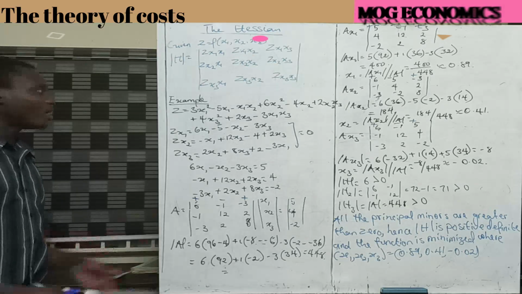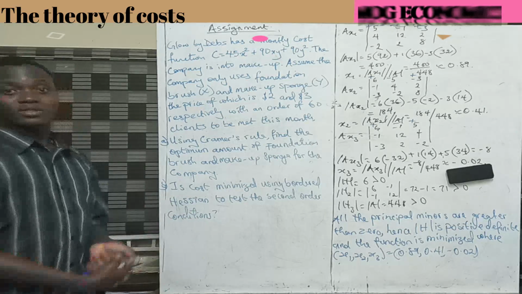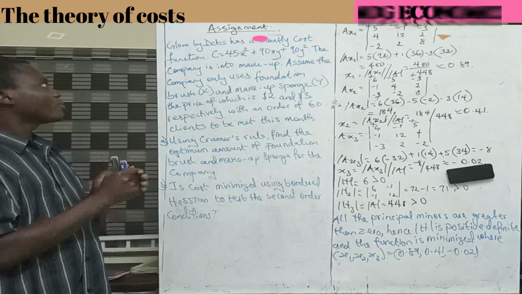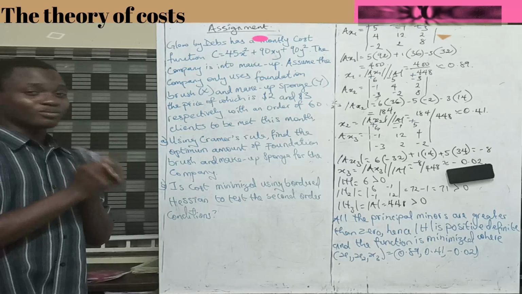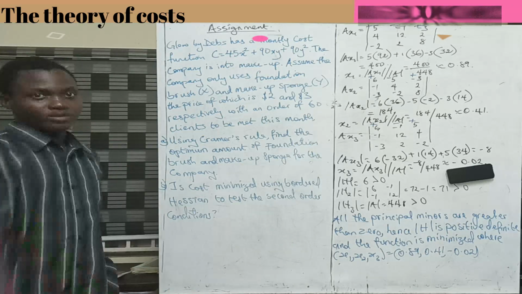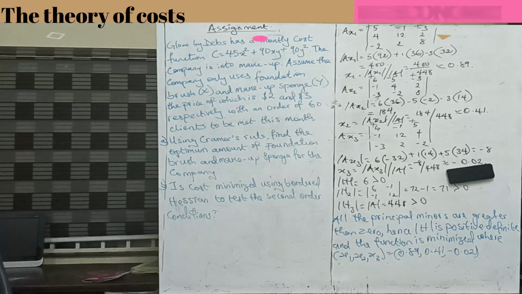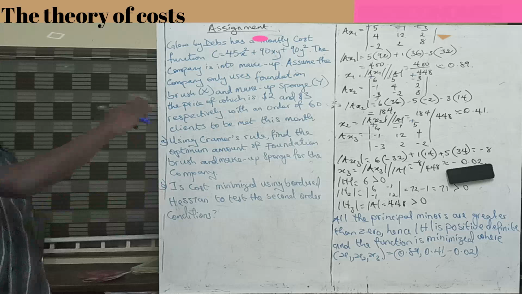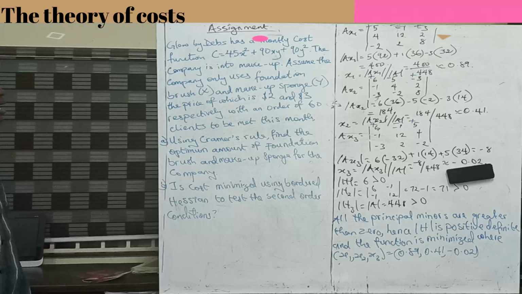All right, so our assignment. Some topics just have big names. They're not that difficult, as you've seen. So this assignment is here waiting for you. Glow by Debs has a monthly cost function. Glow by Debs is actually the brand of one of our students right now in 300 level. So anyway, Glow by Debs has a monthly cost function C equals 45x squared plus 90xy plus 90y squared. That's not a cost function really, but let's just enjoy ourselves. The company is going to make up, which is true. Assume the company only uses foundation brush, x, and makeup sponge, y. I don't even know what those things are, but it's okay.